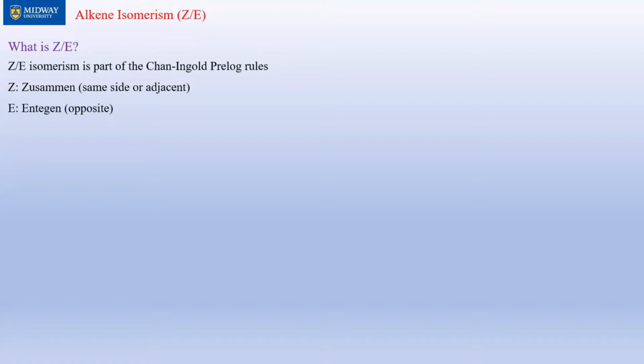Z itself came from the German word zusammen, meaning when you have two like things that are on the same side or adjacent to each other, that's zusammen. E is entgegen, meaning two groups that are alike in some ways, that are opposite to each other, opposite in direction, that's entgegen. Now, what I mean by like groups is we still assign one or two, and if the one is on the same side, then it's zusammen or Z. If the one is on the opposite side, then it's E or entgegen.